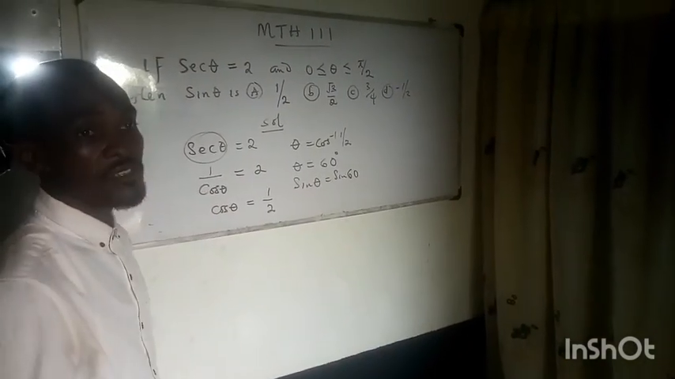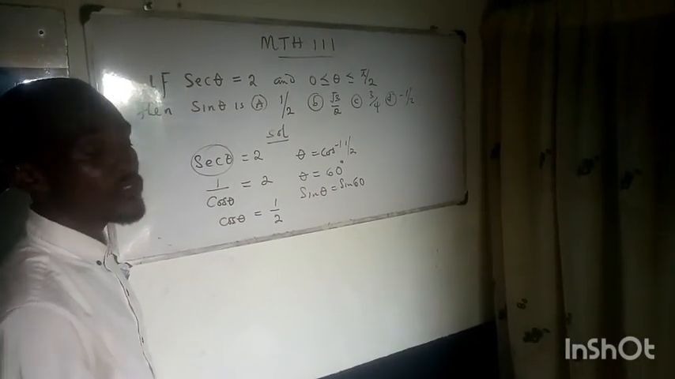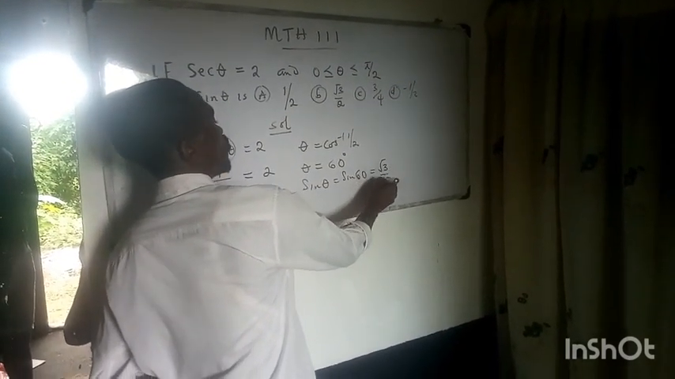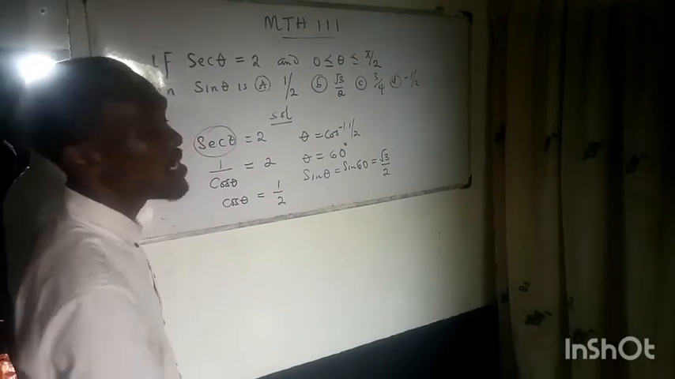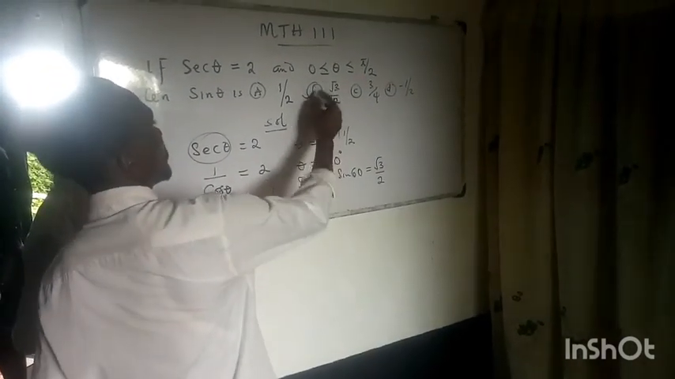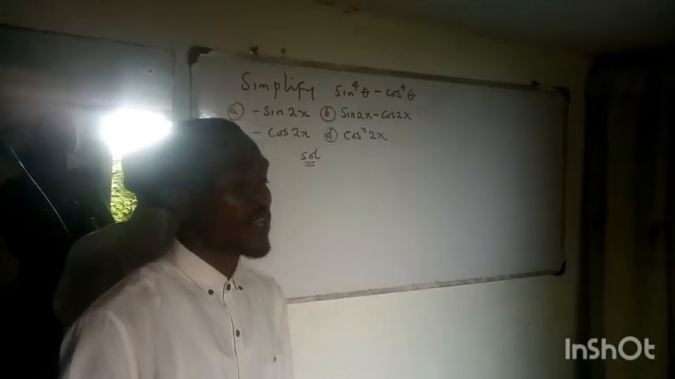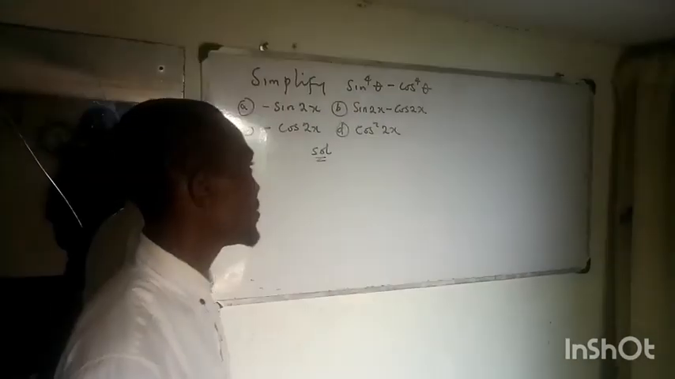And what is sine 60? Sine 60 is root 3 over what? 2, as one of the special angles. So that gives us our answer to be B. So we are going to continue on trigonometry questions.